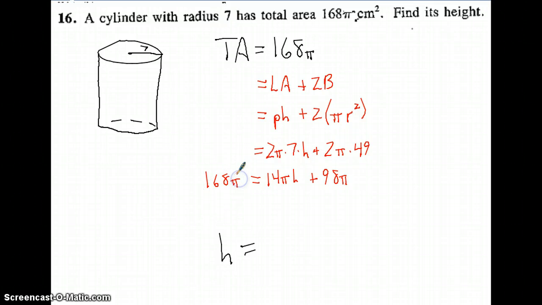I can subtract the 98 pi on both sides, and I get 70 pi. Oh, that's a nice number. Then h has to be 5. Oh, I guess I can just write that down here. H has to be 5.